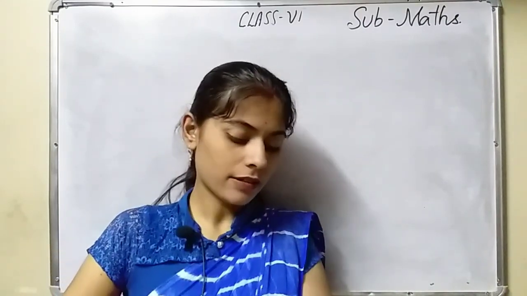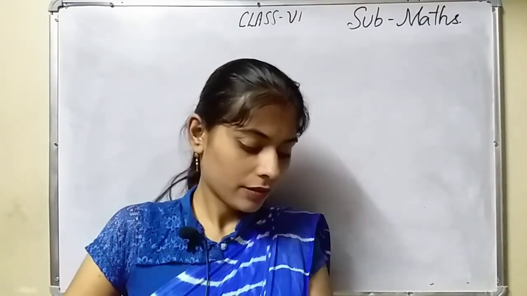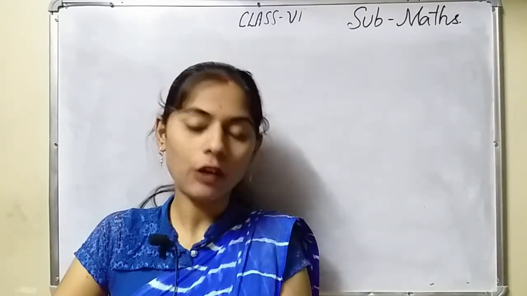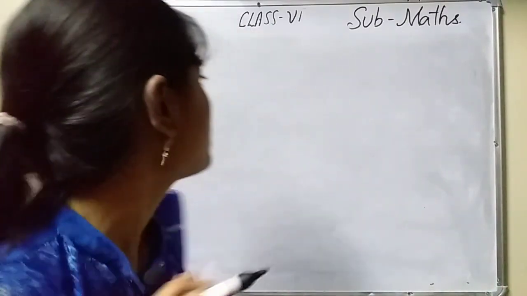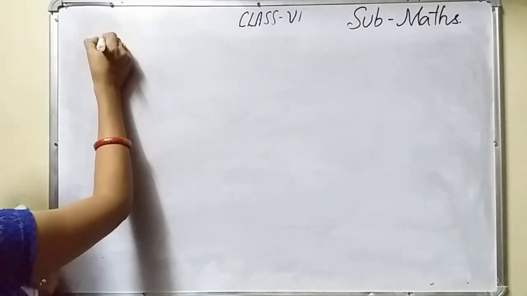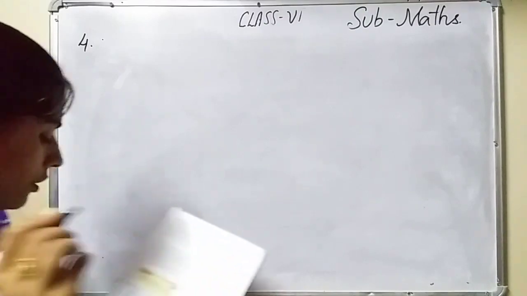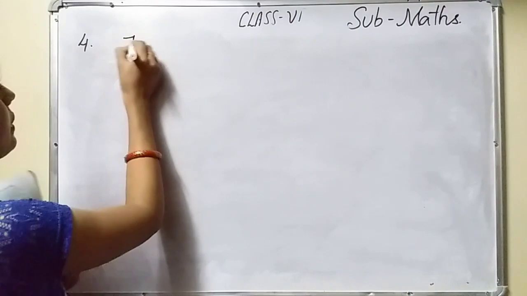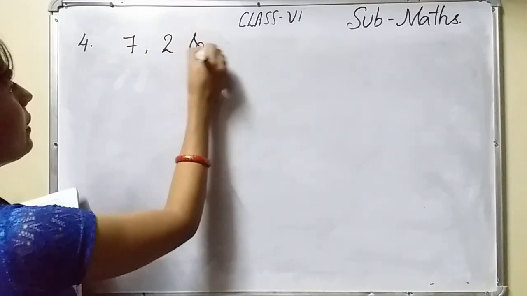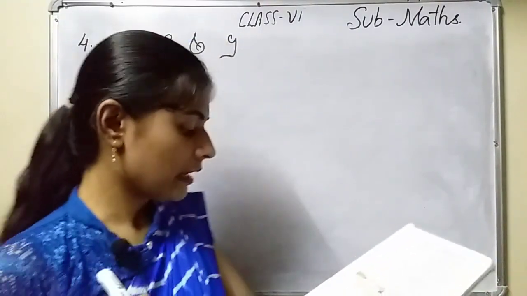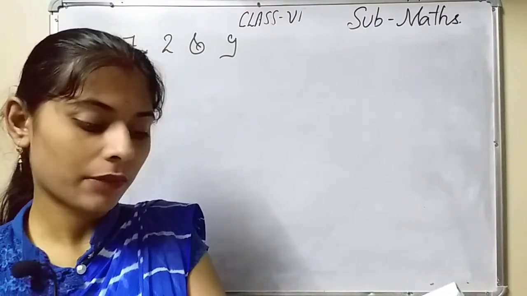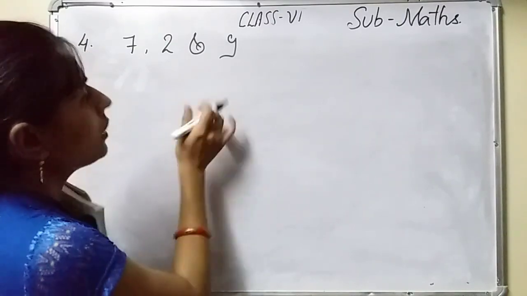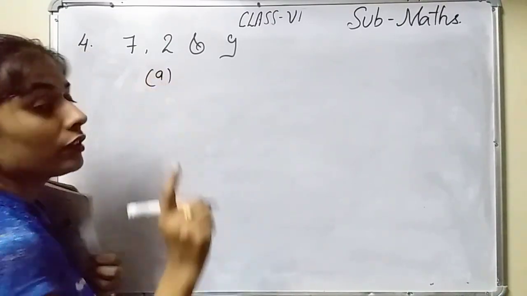You are given 3 digits 7, 2 and 9. See what is the condition given here first. How many 3 digit numbers can be formed without repeating any of them? See question number 4. What are the 3 digits given here? 7, 2 and 9. Now see A: how many 3 digit numbers can be formed without repeating any of them?